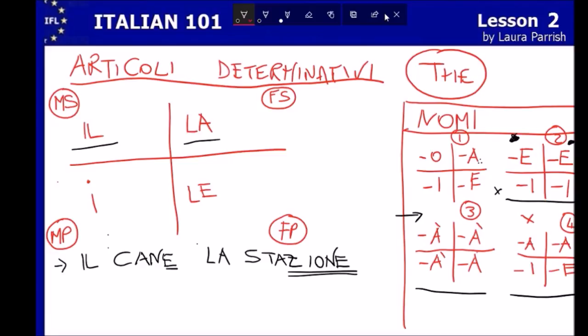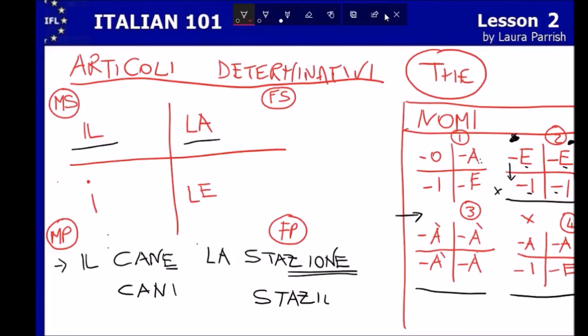Now let's make them plural. How do you make them plural here? You go down the arrow. Basically, to make them plural in both, you have to substitute the e with the i. Okay, so let's go ahead and make them plural. So cane, plural will be cani. This is the way you make it plural, substitute the e with the i. And stazione, plural will be stazioni.